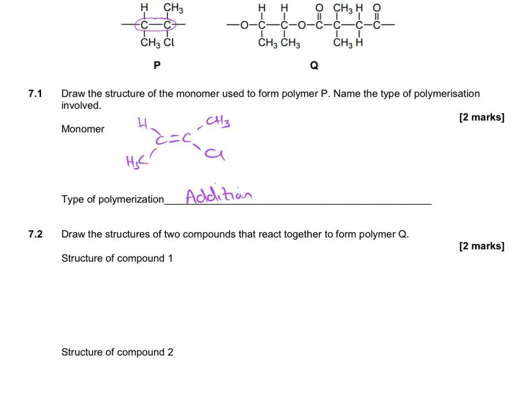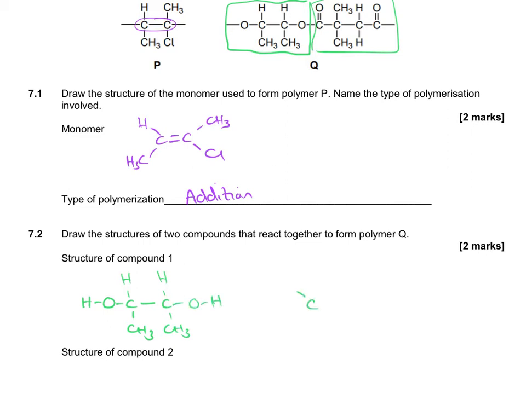Draw the structures of the two compounds that reacted together to form polymer Q. So polymer Q is a condensation polymer. It's going to have been formed from a diol and from a dicarboxylic acid. So there are our two things. We've just got to put the OH's back. And the other one's going to be a carboxylic acid. Just drawing it here so I can see everything on the page at the same time. See, if it was an exam situation, you need to make sure you put structure 1 where it says compound 1 and the same for compound 2.